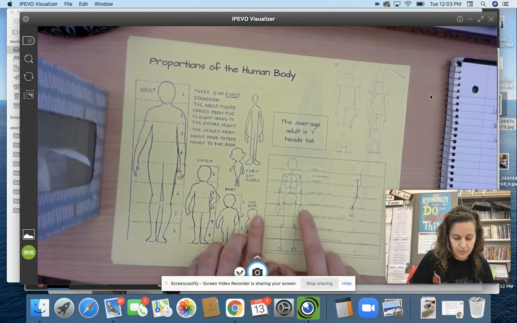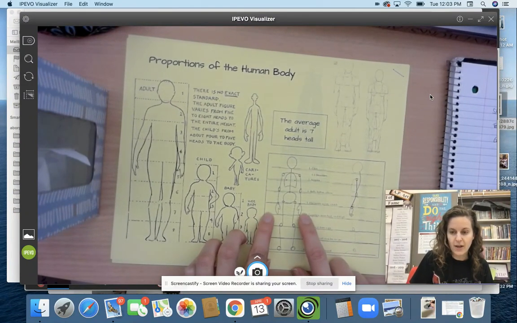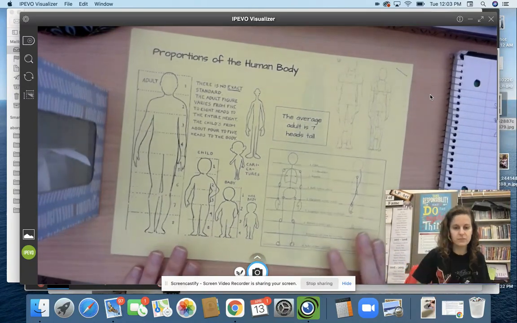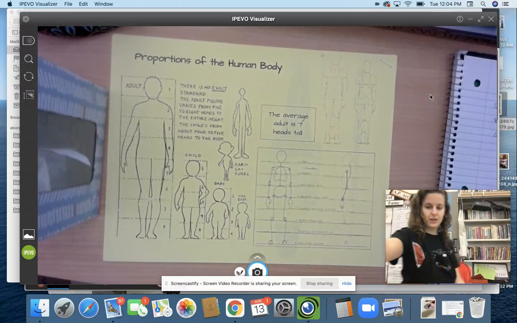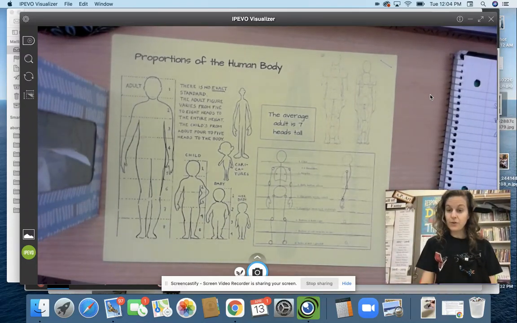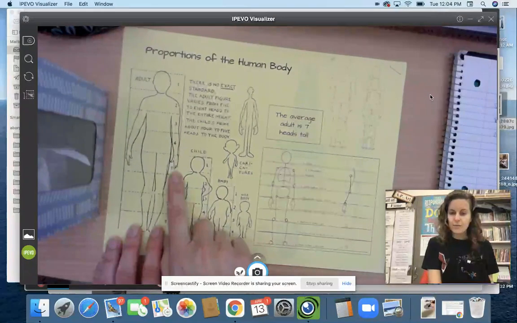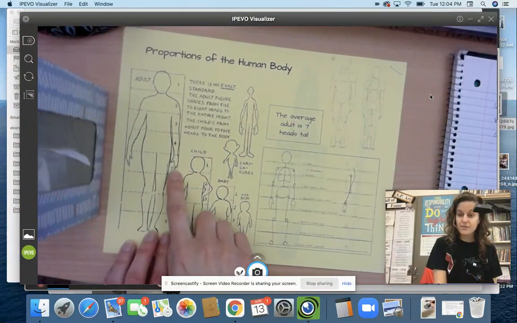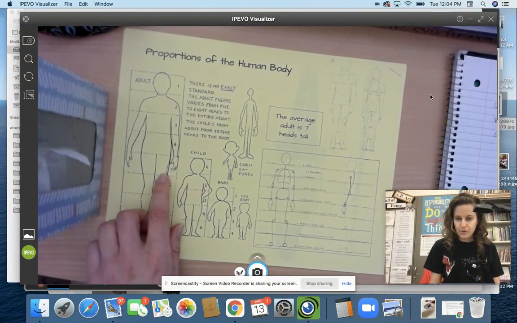And here in between 4 and 5 heads tall, our fingertips are going to go. If you just stand up straight, and I'll do it right now, you'll notice that your fingertips come about halfway down your thighs. So when you're going to draw somebody, you'll know you're drawing the proportions correctly if the arm goes down and the hand goes down and the fingertips are about halfway down the thighs.